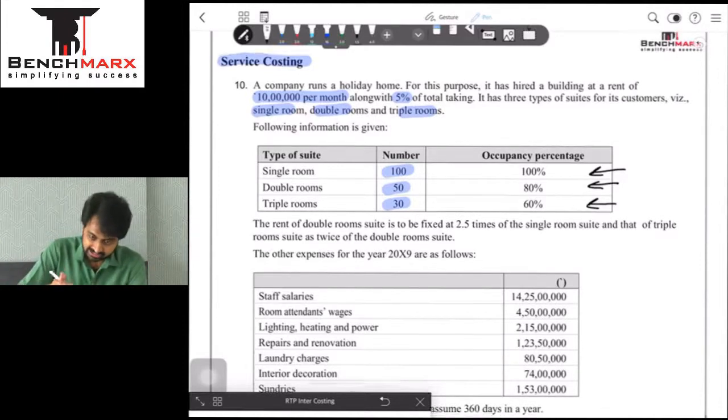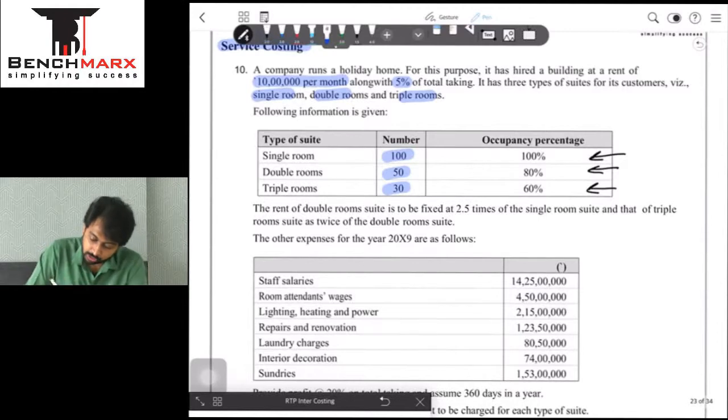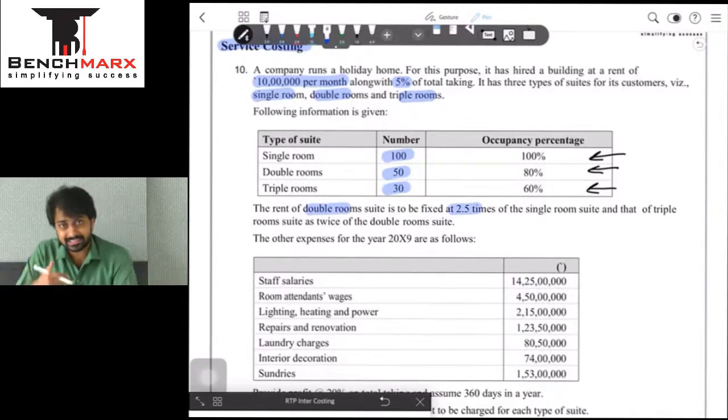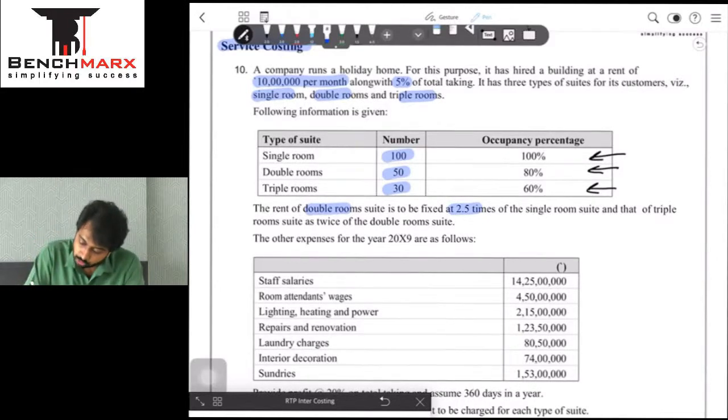आगे बढ़ेंगे. As I mentioned, the rent of double room is 2.5 times of single room. So अगर single room x है, double room बन जाएगा 2.5x. And the rent of triple room is twice but of double room.